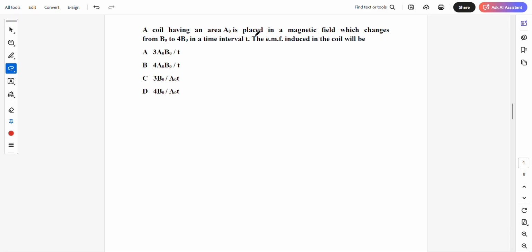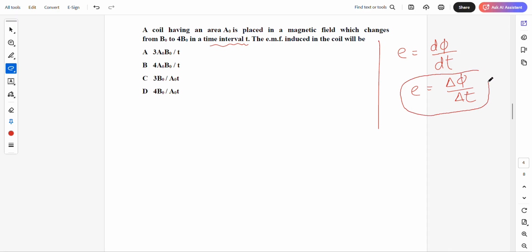Next problem. A coil having an area A0 is placed in a magnetic field which changes from B0 to 4B0 in a time interval t. We have two equations for E. E is equal to d phi by dt is the instantaneous value of the induced EMF. E is equal to delta phi by delta t is the average value, in a time interval.